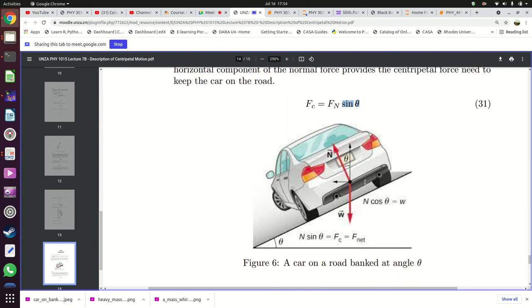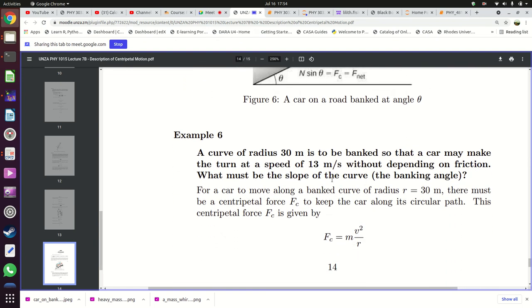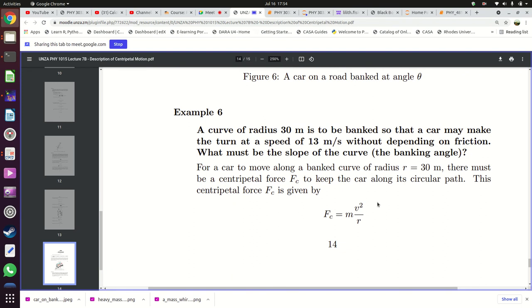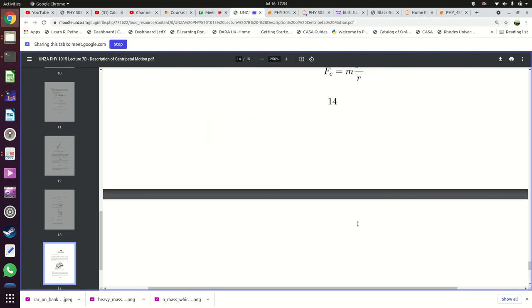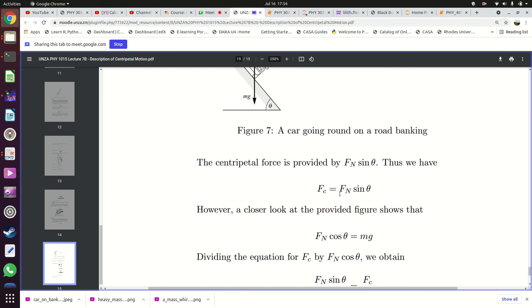Yes, sir. We can go through the same process which we did previously with example number 5. A curve of radius 30 meters is to be banked so that a car may make the turn at a speed of 13 meters per second without depending on friction. What must be the slope of the curve? Since the road is banked, the centripetal force is provided by the normal force times sine theta. So your centripetal force FC is equal to the mass multiplied by velocity squared divided by R, and it is also Fn sine theta.